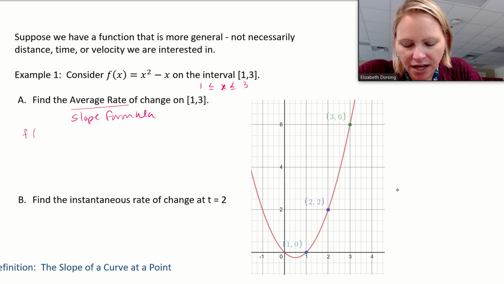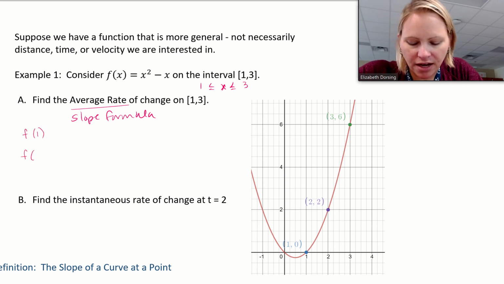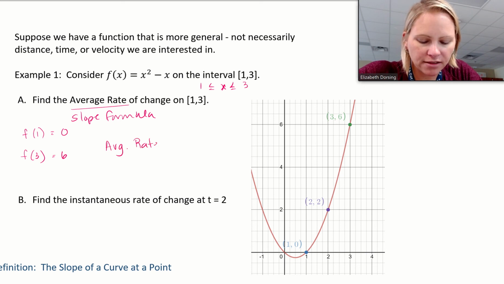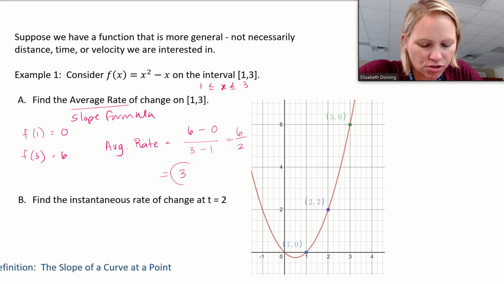So I need to find f of 1 and I need to find f of 3. And I do that just by plugging them in. f of 3 is 9 minus 3, that's 6. So now my slope formula, my average rate, is going to be 6 minus 0 over 3 minus 1. That's 6 over 2. My average rate of change is 3.